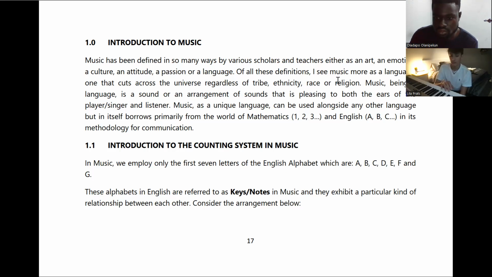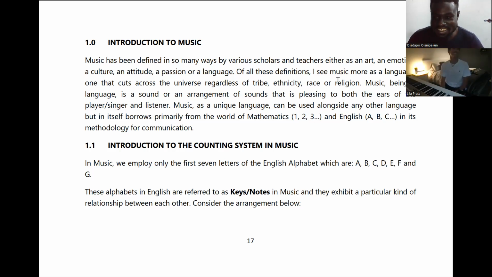Yeah, another one. Exactly. So that's C. If that is C, then the white note right after would be what? This one. So what would be the name of the white note right after C? What do you think would be the name? After C in English, what do we have? Oh, D. Exactly.